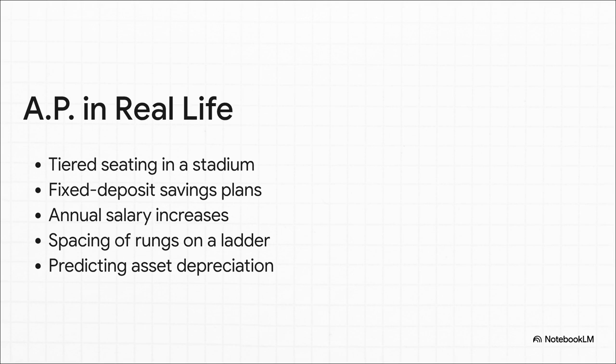That's an arithmetic progression. Or what about a savings plan where you decide to put away, say, $10 more each month than you did the last? Yep, that's an AP too. A job where you get the same raise every single year? You know it. These patterns are literally the blueprint for any kind of steady, predictable change.